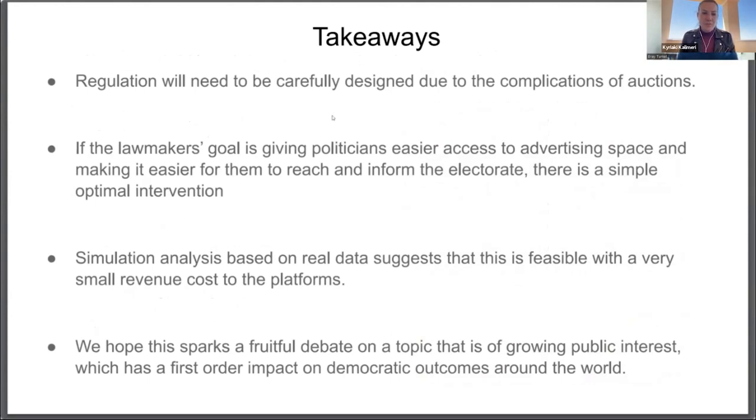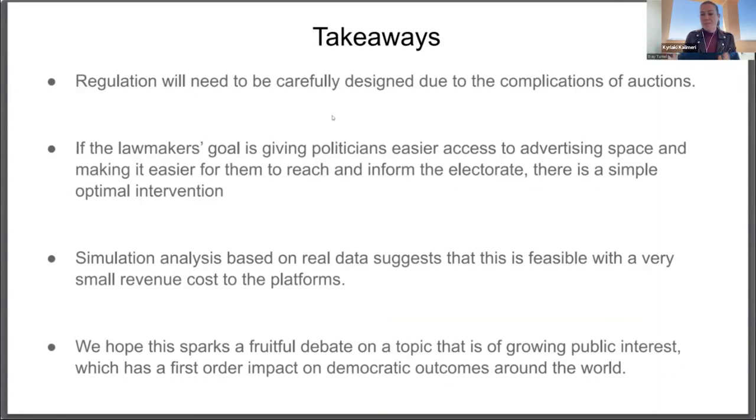The main takeaways that I want to get across are as follows. In an auction environment, we need to be careful about designing regulations governing political advertising. If the lawmakers' goal is giving politicians easier access and helping them get their message out there and inform the electorate, there is going to be a simple optimal intervention. Based on simulation data and the policy exercises that I showed you, this is going to be feasible with a very small revenue cost through a simple and easy to implement policy intervention.